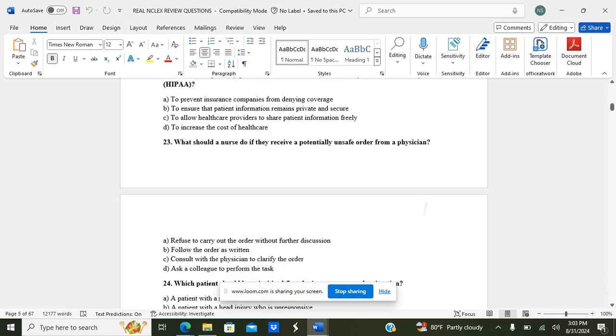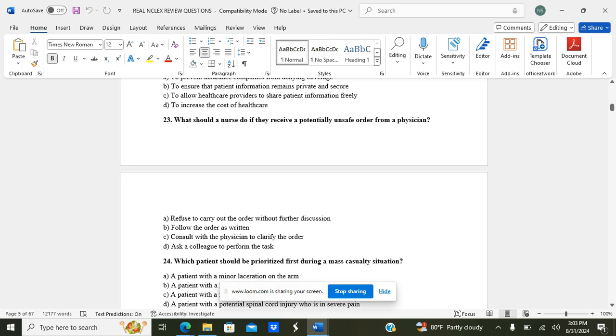Question 23. Today we're going to stop on question 25. We're going to stop on 25. What should a nurse do if they receive a potentially unsafe order from a physician? If the doctor gives you a bad order, a dangerous order, what are you going to do as a nurse? Make sure you understand the question. So, first, refuse to carry out the order without further discussion. No, you need to have discussion. You cannot just refuse. B, follow the order as written. No, you cannot just follow the order. C, consult with the physician to clarify the order.